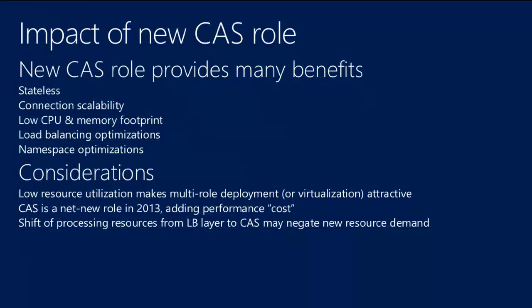So the new CAS role. CAS is very simple compared to what it used to be. It's a nice stateless role. All it's really doing is proxying connections, right? It's going and figuring out what mailbox server is associated with the request and proxying the connection to that mailbox server. Very simple. Scales up and down very easily. If you need more connections, you add more CAS servers.